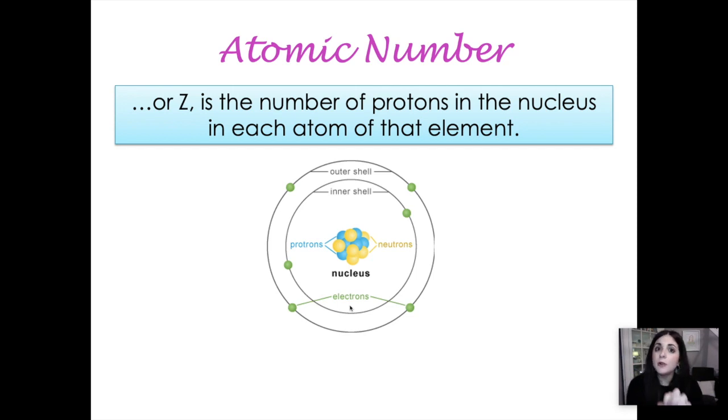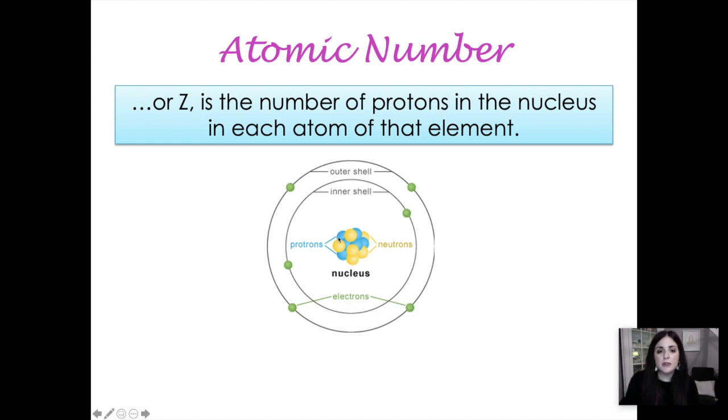So for example, hydrogen has an atomic number of 1. That means that every hydrogen atom has 1 proton in its nucleus. That's what makes hydrogen hydrogen, the fact that it has 1 proton in the nucleus. Helium has 2 protons in its nucleus. That's what makes helium helium.